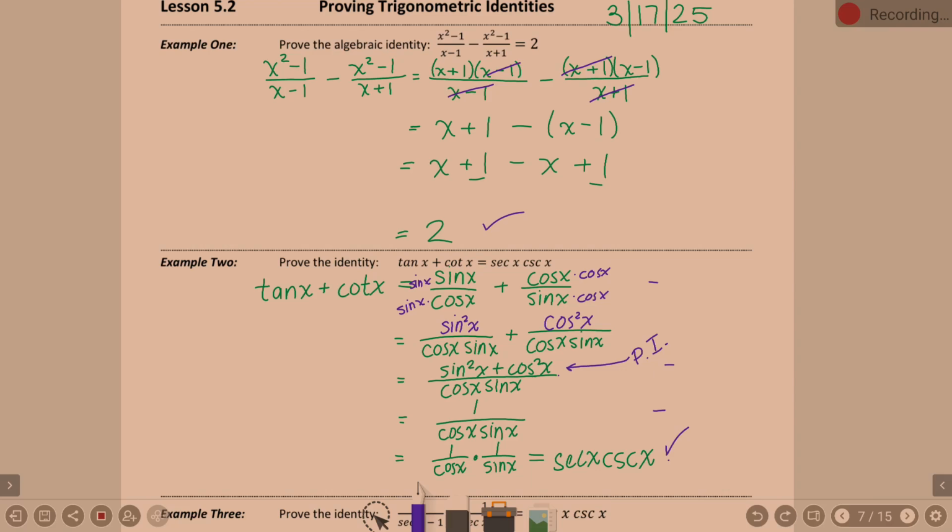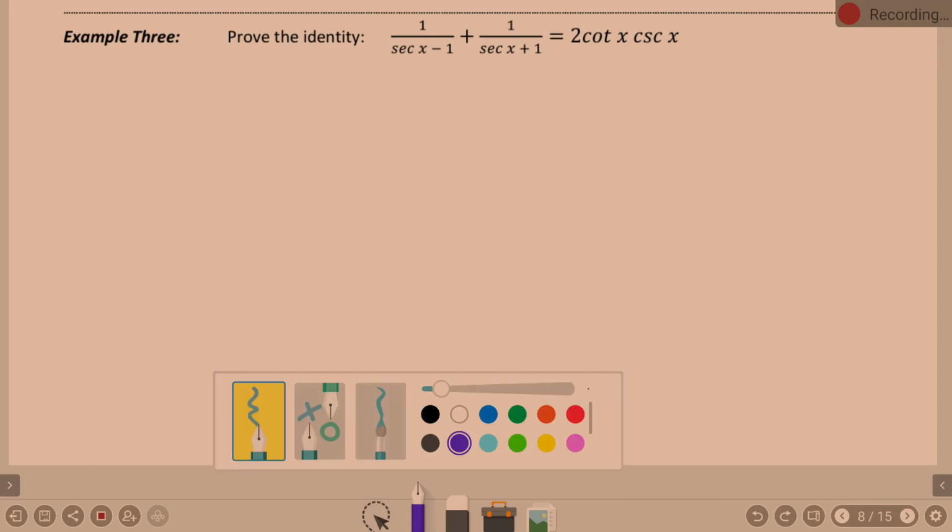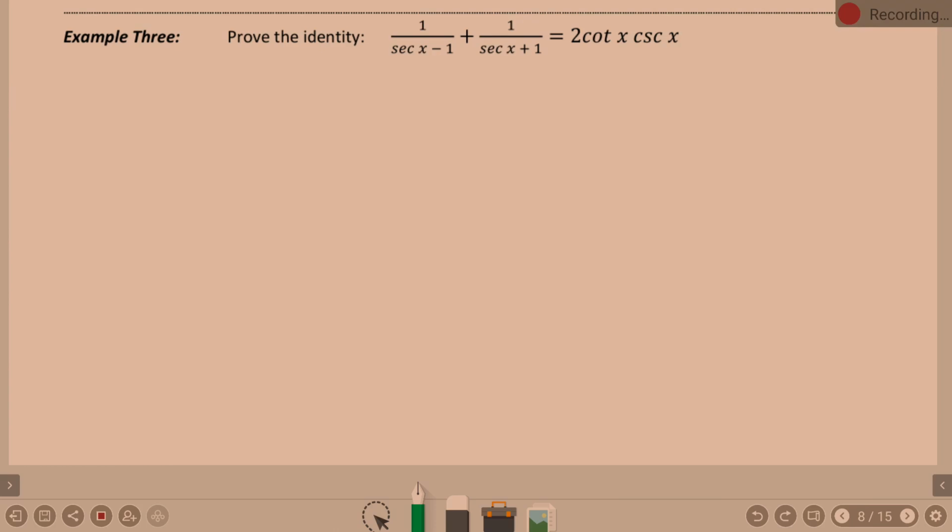Okay. Let's look at number 3. Prove the identity. So, I'm going to start with 1 over secant x minus 1 plus 1 over secant x plus 1. And my goal is that hopefully by the end, it will equal 2 cotangent x cosecant x. I will say, you can always work backwards a little bit too and see if that helps, if you hit a stuck point.